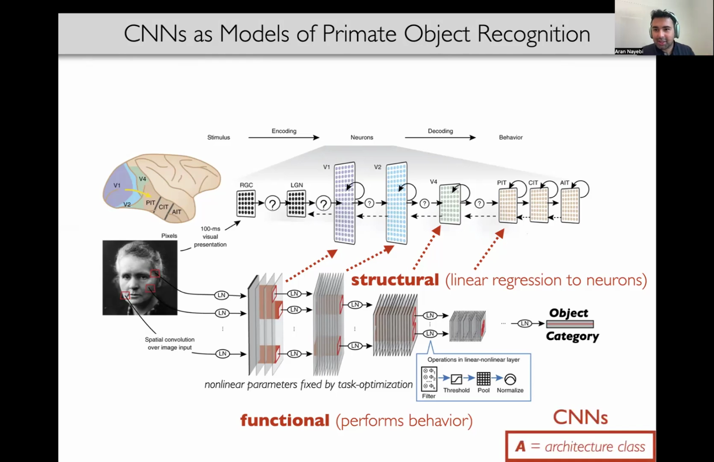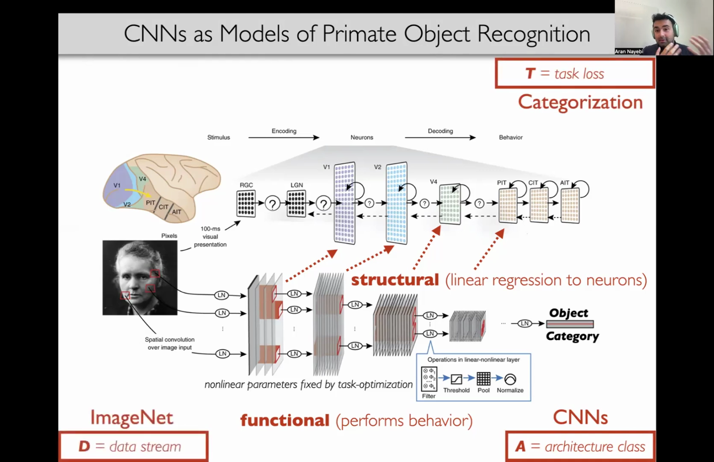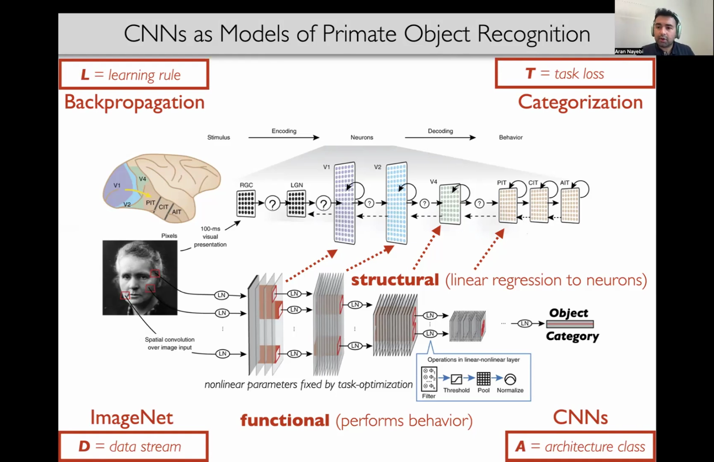One is the architecture class, the convolutional neural network architecture. Next is the task that we're optimizing on, 1,000-way categorization on a data set like ImageNet, for example, consisting of millions of naturalistic images. And then finally, optimizing this task through this architecture on this data set using a learning rule like backpropagation.